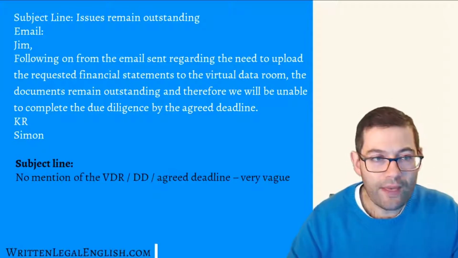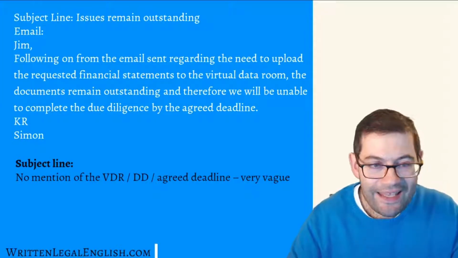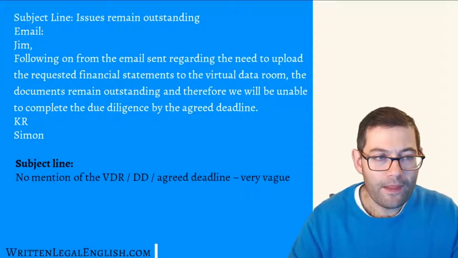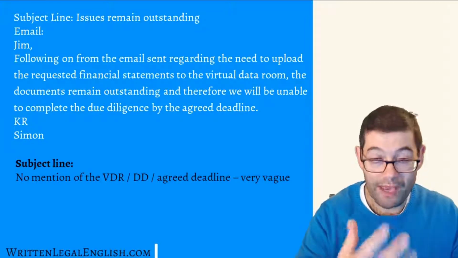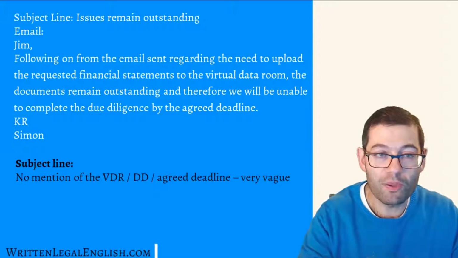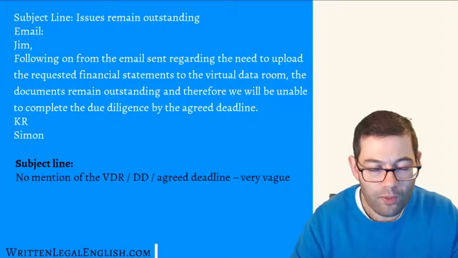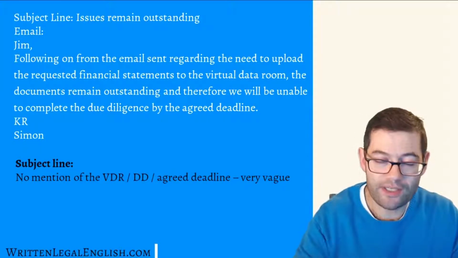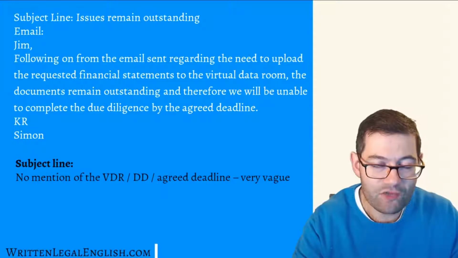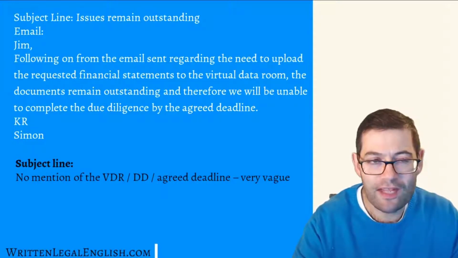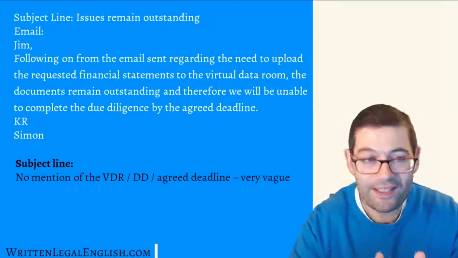The subject line says issues remain outstanding. But the problem with this subject line is that it doesn't really tell us anything about what the email is about. The subject line is incredibly vague. It sounds as if it's accurate. It sounds as if it's making a good point. But it doesn't really tell us anything at all. It tells us one point in terms of the content of the email, but it doesn't tell us anything else. And even that content it's referring to isn't very specific. Even that is quite vague. So in actual fact, this subject line doesn't tell us anything at all.